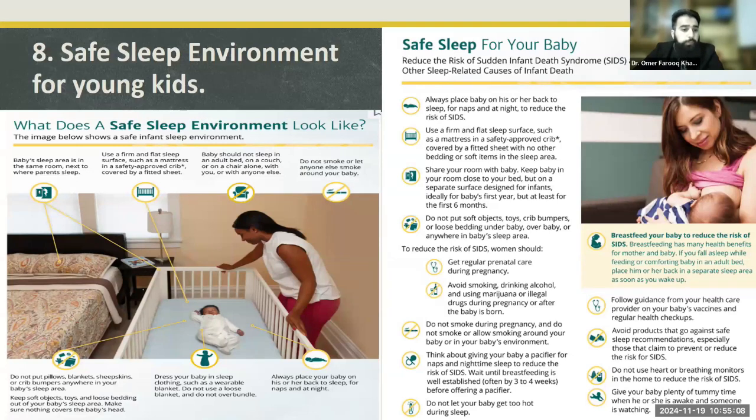Do not put pillows, blankets, sheepskins, or crib bumpers anywhere in your baby's sleep area, as the baby may put these things on their face and choke. Baby should not sleep in an adult bed, on a couch, or on a chair alone with you or with anyone else, because there are chances that the baby may die.